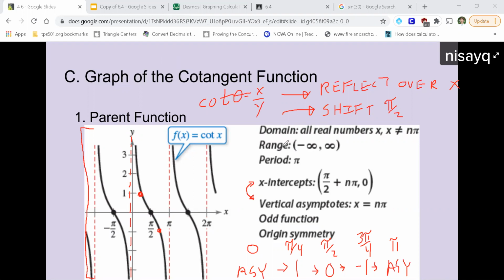All of its properties are very similar then to a tangent. It has a range of negative infinity to infinity. Its period is also 1 pi, and it is an odd function. If you reflect this, rotate it around the origin 180 degrees, it'll land on top of itself.